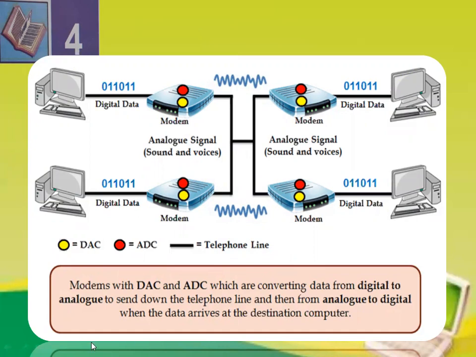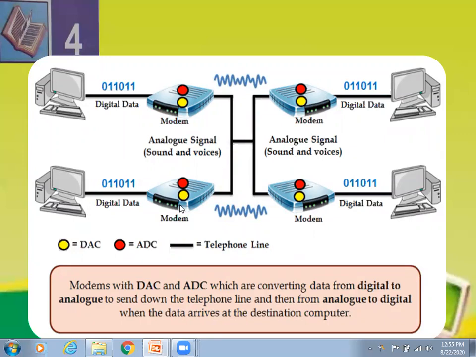Here one more diagram can represent your data. Here we have digital data. It will pass to the modem, and the modem converts it into an analog signal and then sends it over a network. On the receiving end, the analog signal is received, and the modem converts that signal into a digital signal and then passes it to the computer. So this yellow circle represents the digital to analog converter, and the red circle represents the analog to digital converter.